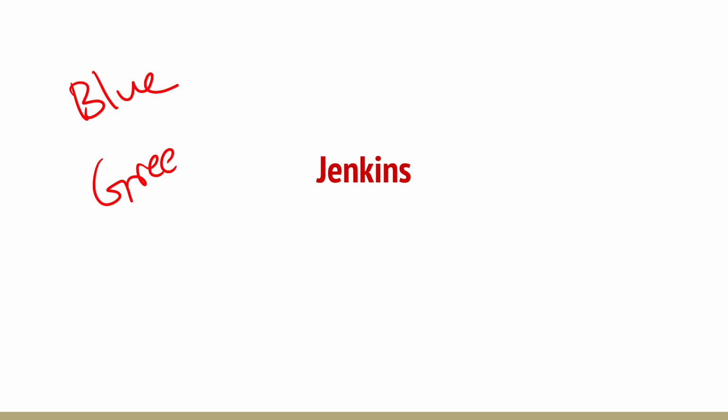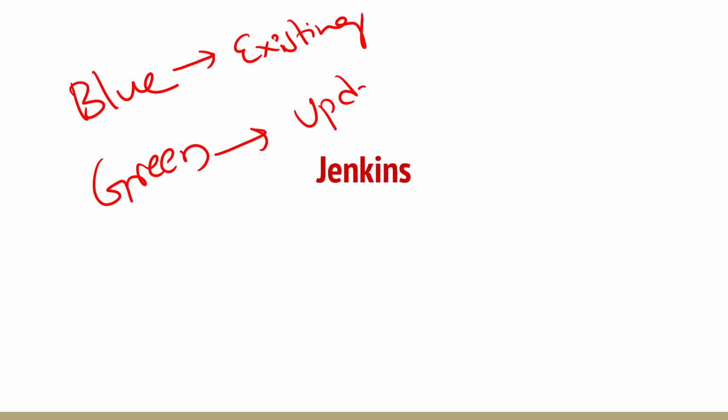Blue and green, this is the existing one. In blue we are talking about the existing system, and green is the updated system, because you made some changes to the existing system. So we are having two environments, one is blue, the current system, and green means the updated one. We are switching from blue to the green. So blue green deployment basically means you have to do it one by one.